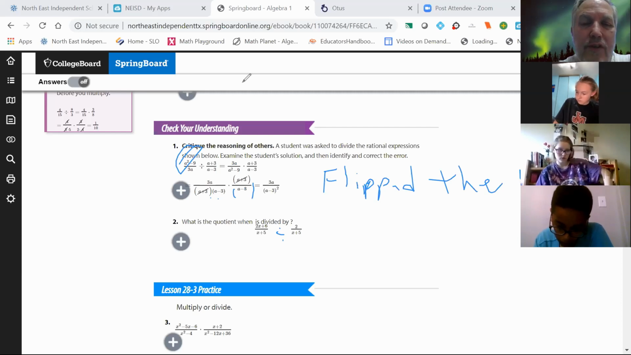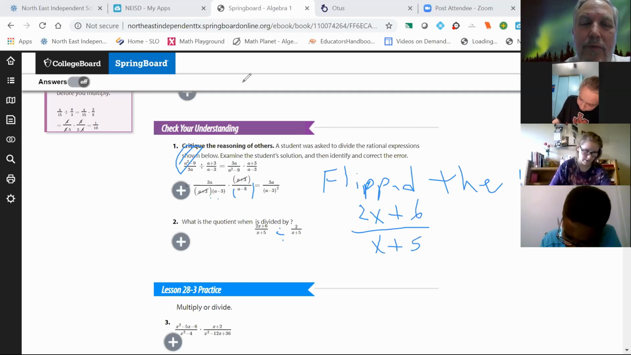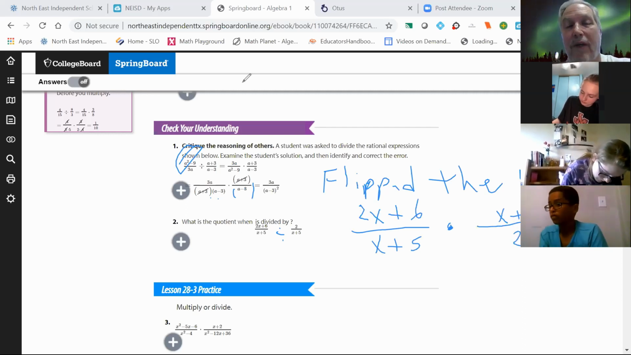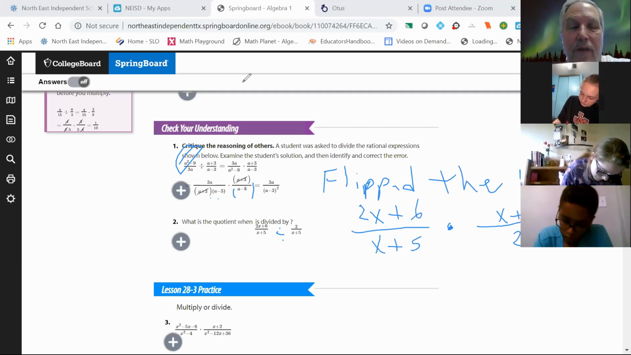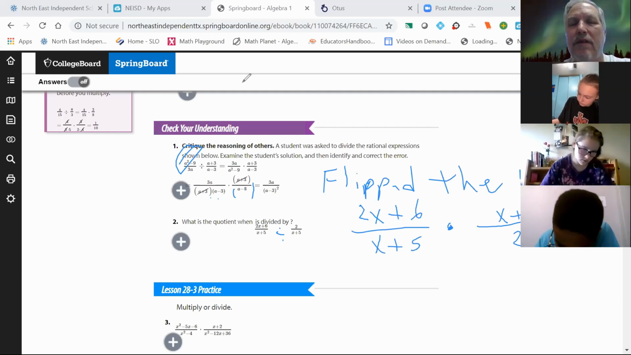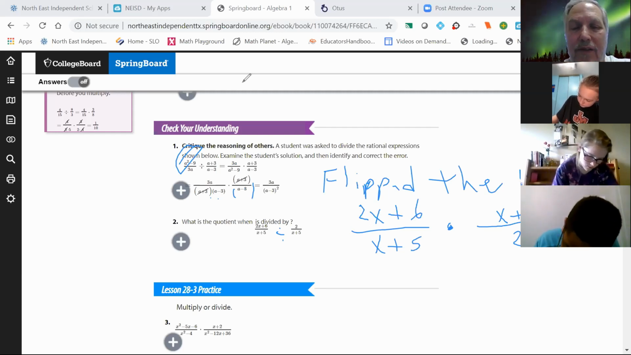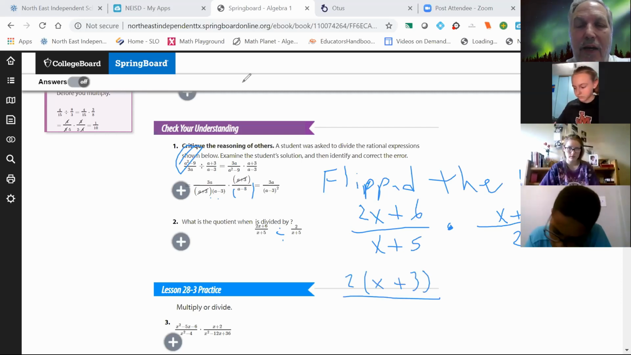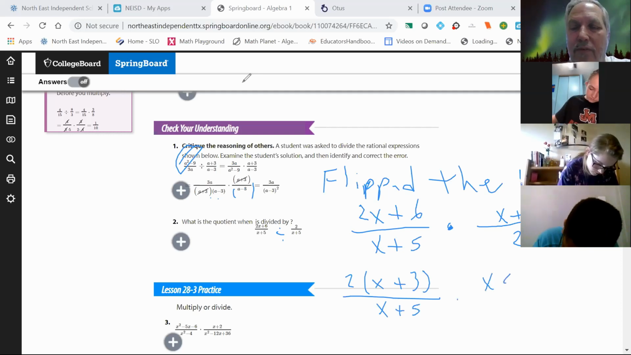So we'll start off with the first term. We'll keep the first rational expression, and then we'll change it from division to multiplication, and then we'll flip the second rational expression, and then we'll just go ahead and multiply. But the way we want you to multiply is to factor each binomial, if you can. So 2x plus 6: the greatest common factor there is 2. So 2x divided by 2 is x, and 6 divided by 2 is 3. x plus 5 cannot be simplified.